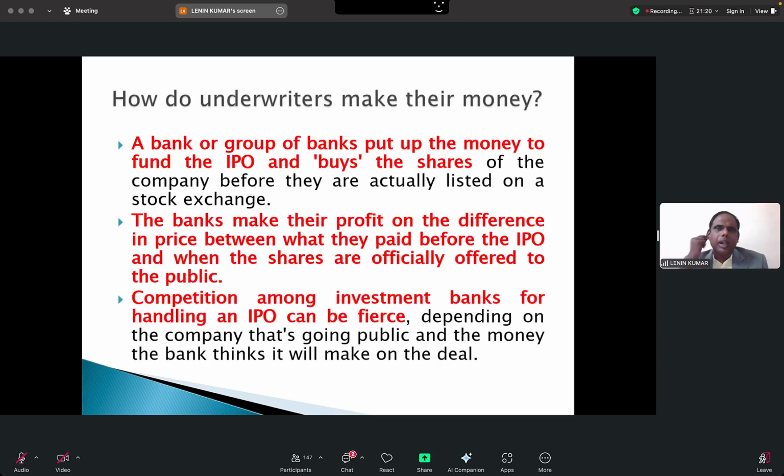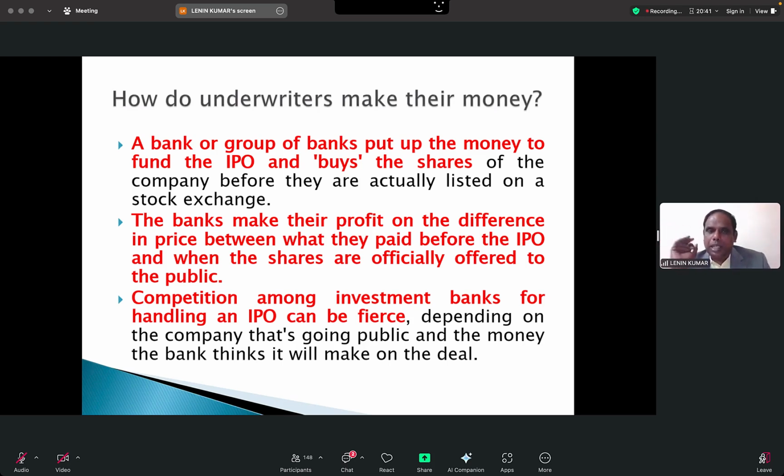See, how do underwriters make their money? Coming back to our example, how NBD is going to make money. A bank or group of banks, as I told you, put up the money to fund the IPO and buy the shares of the company before they're actually listed on a stock exchange. Now, understand this process very clearly. First, what NBD will do is buy maximum shares of Lulu. Try to understand this point, please. Say, for example, the price is 100 dirhams. NBD will purchase maximum shares from Lulu at the price of 100.